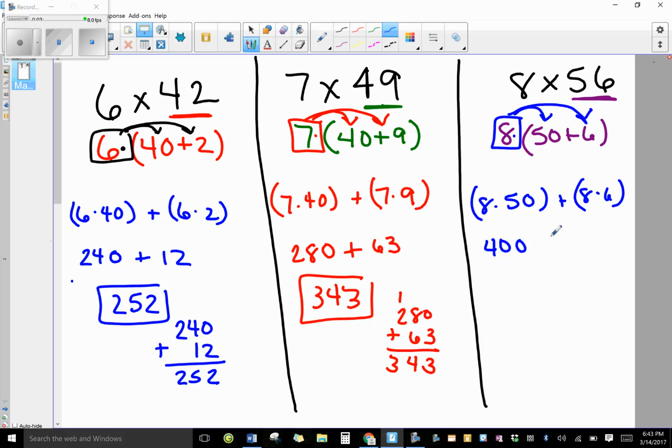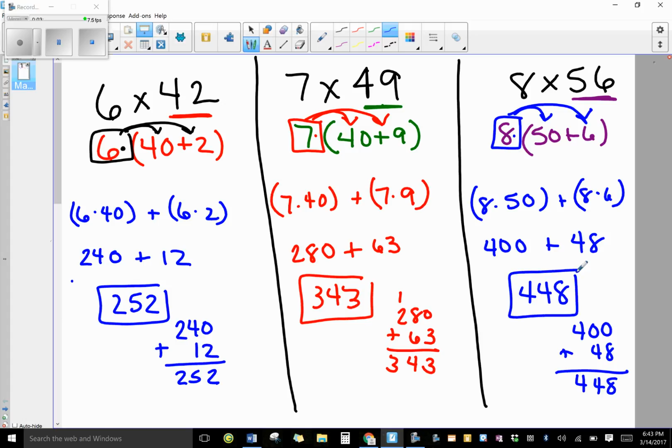Okay, 8 times 5 is 40, and then just bring down that extra 0, so you get 400. 8 times 6 is 48. Okay, again, you can use a calculator or just do scratch work. And remember, you can use a calculator for any of this, but you just need to show your work. So your final answer is 448. Good job, guys.